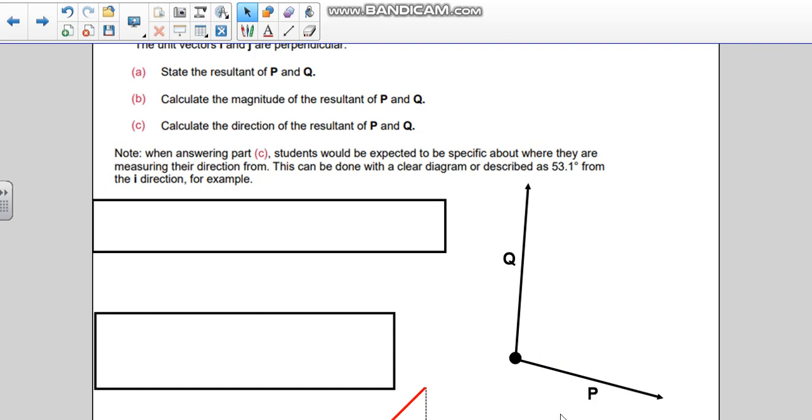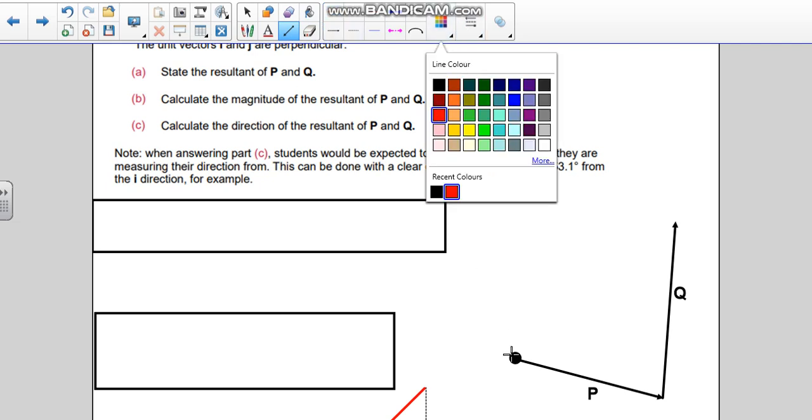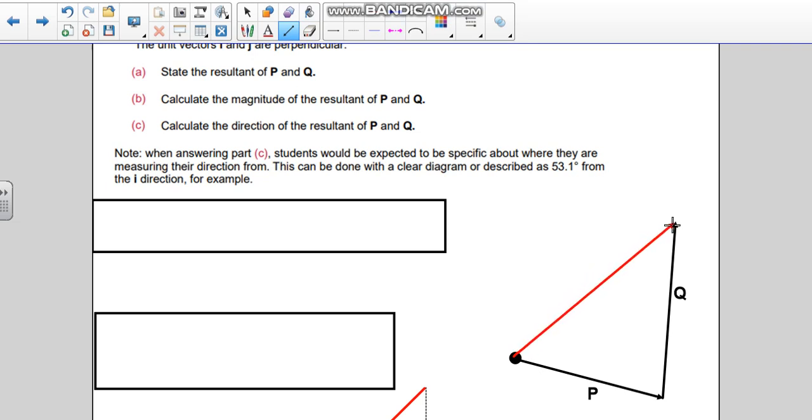The way to consider this is to think about the two forces acting at separate times. We could pull the particle in this direction and then apply force Q. So this force would join on to the end of force P. I would do force P and then force Q, and the particle would end up here. So this vector that I'm going to draw in now, which I'm going to make red, is the resultant vector.